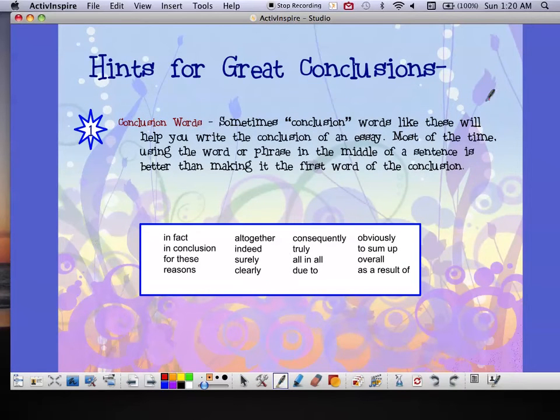Some hints for great conclusions. Use transition words that signal conclusion. Here are a few of them listed here, but be careful. Please don't try and make it the first word of the concluding paragraph. Most of the time it's in the middle of a sentence. Otherwise, it's just as obvious as saying, "And in my paper I have told you." You want to be subtle in your signals to the reader.